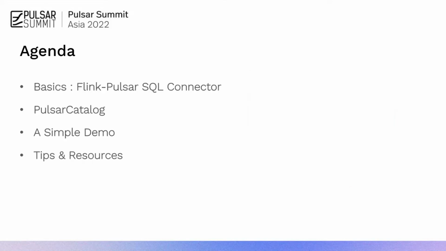We will first walk through the basics of the Flink Pulsar SQL Connector, including concepts and use cases. Then we will introduce another important component, the PulsarCatalog, which helps us better manage the relationship between Flink tables and Pulsar topics. After that, I'm going to do a quick demo to illustrate everything we will be talking about today. And finally, I'm going to share some tips and resources that might help you better use the Flink Pulsar SQL Connector.